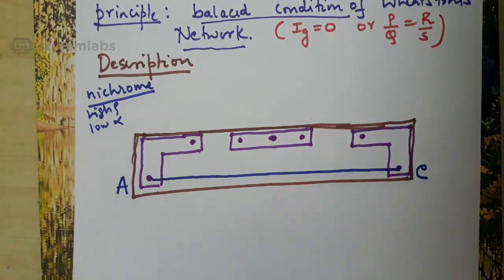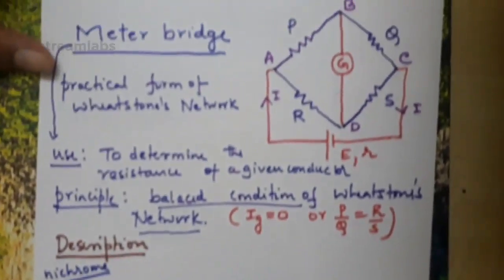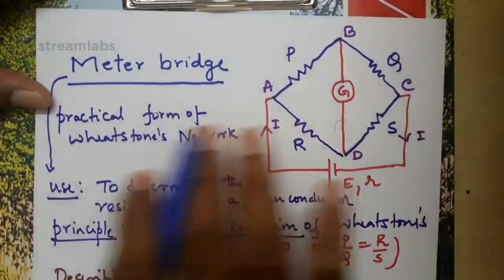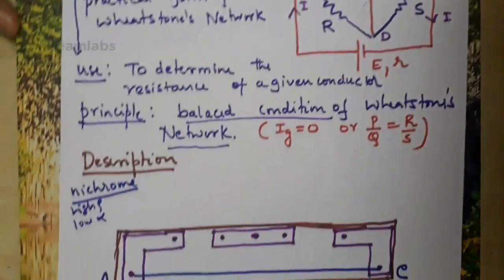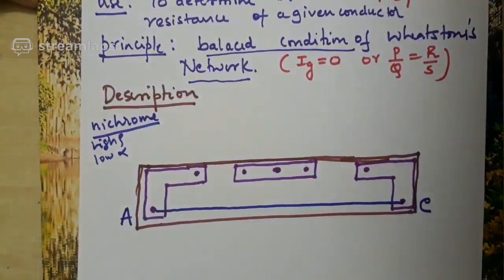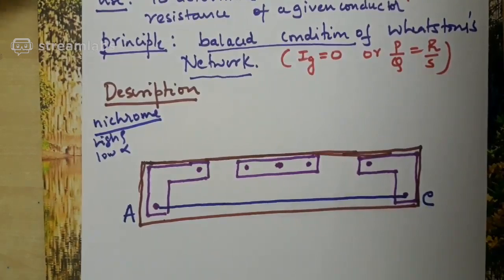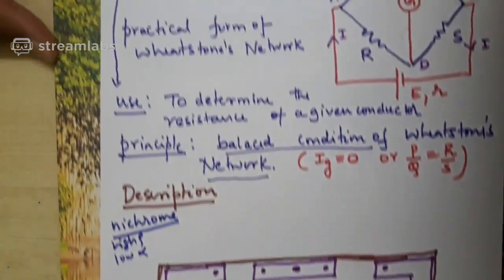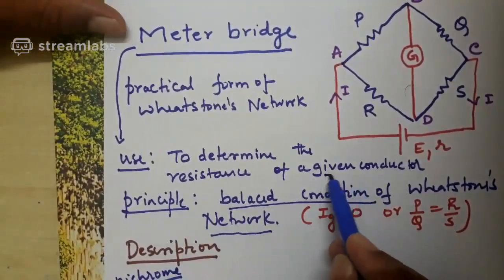This is the meter bridge. The next common question is, if this is a meter bridge, where is the comparison with this Wheatstone's network? Because I told you, meter bridge is a practical form of a Wheatstone network. There is no comparison at all. So you need patience. You will get a complete comparison when I use this meter bridge for an experiment. That experiment which I am going to perform is to determine the resistance of a given conductor.